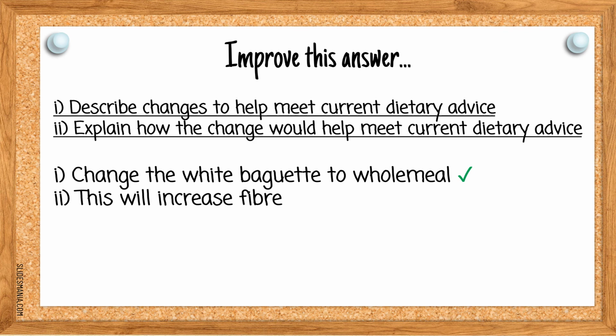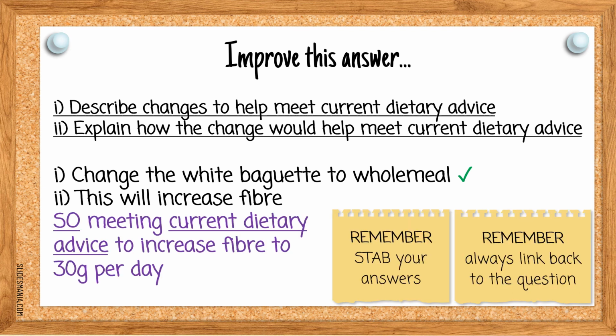The second part of the question is explaining how this change would help meet current dietary advice. Now, by writing this will increase fibre, this is correct, but it's not fully explained and it's not linked back to the question. So remember, we always want to stab our answers, and that means that we are fully explaining our answers. So we've chosen the word so in this instance, and we want to link it back to the question. So meeting current dietary advice.